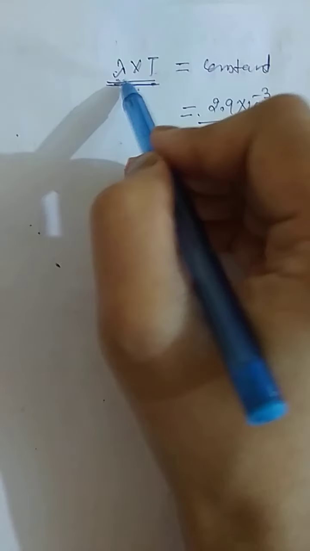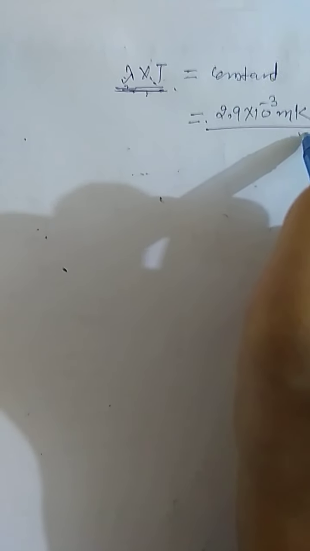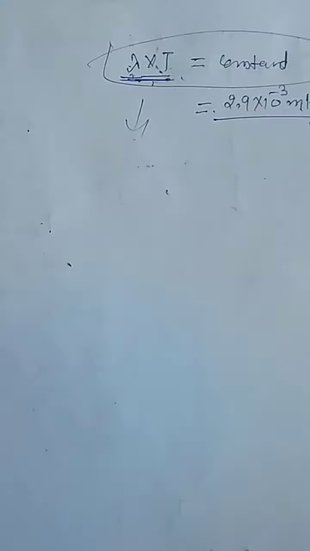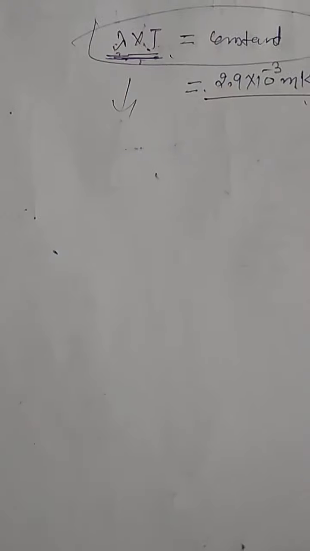That is, when this lambda for a particular color is multiplied by the temperature at which that color exists, it is equal to a constant value. This value is 2.9 × 10^-3 meter Kelvin, because lambda is in meters and T, that is temperature, is in Kelvin. This equation is called Wien's displacement law.